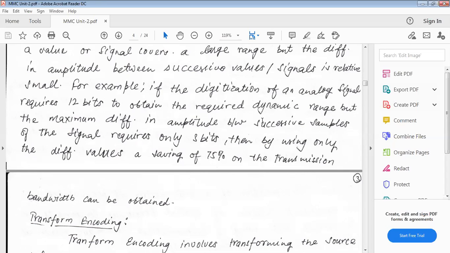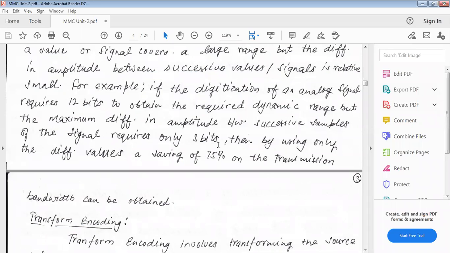To convert the entire signal, 12 bits are required. Here they are analyzing the difference between the samples, so the difference requires 3 bits. So when you compare it with the 12 bits, these 3 bits are very few, that is the meaning.